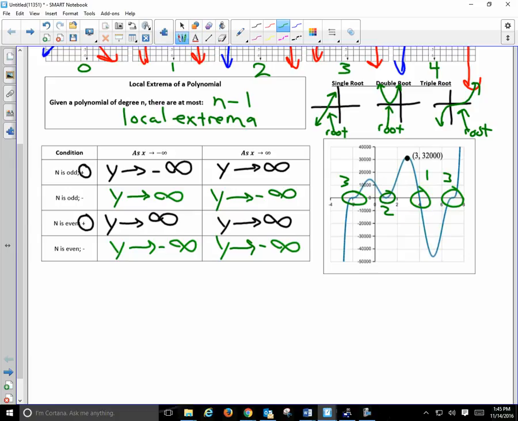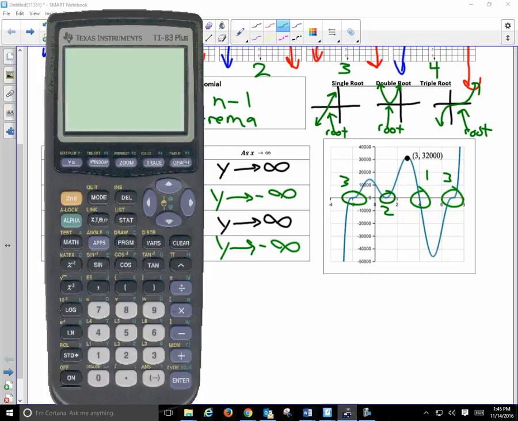So let's put this together and then make your brains explode with amazement. Okay? Can somebody guess what degree polynomial this is? It is a 9th degree polynomial. 3 plus 2 is 5, plus 1 is 6, plus 3 is 9. So it has 9 total solutions. It is a 9th degree polynomial.